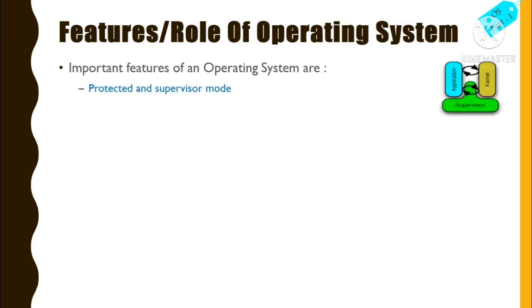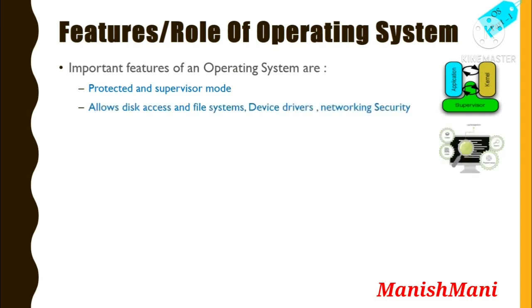Now, next point is let's see the features and roles of operating system. Important features of an operating system are: number 1, protected and supervisor mode. That is, operating system or supervisor mode supervises all applications, whether the application is working properly or not. If some errors occurred in the application, it will automatically show to the user to take the appropriate action.